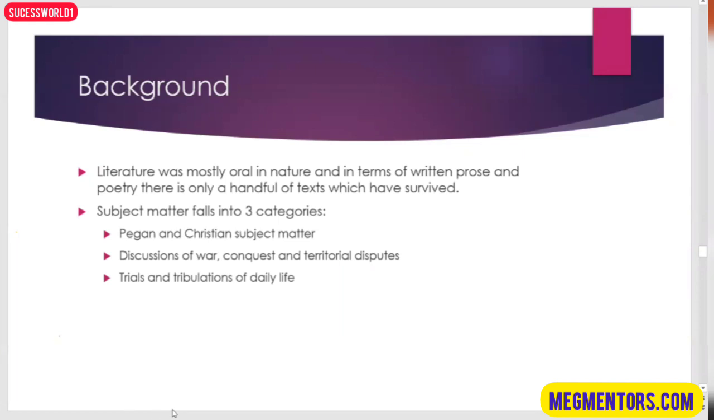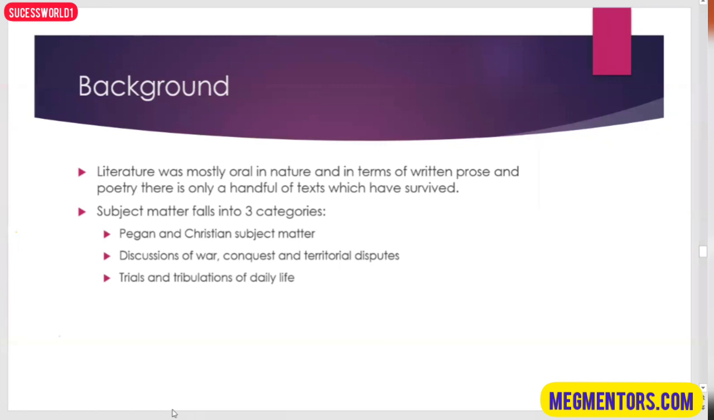Literature was mostly oral in nature, and in terms of written prose and poetry, only a handful of texts have survived. Like it was mentioned in the video as well, not many texts have survived into posterity. So whatever history we construct out of these remaining texts, you cannot state as facts. These are constructs, narratives that one can conjecture from the available documents, right?